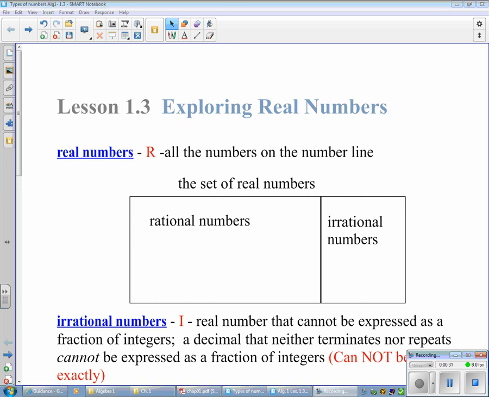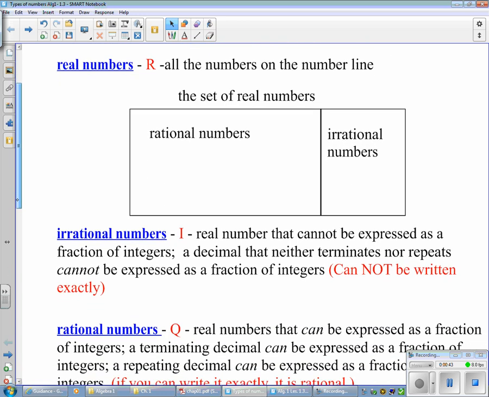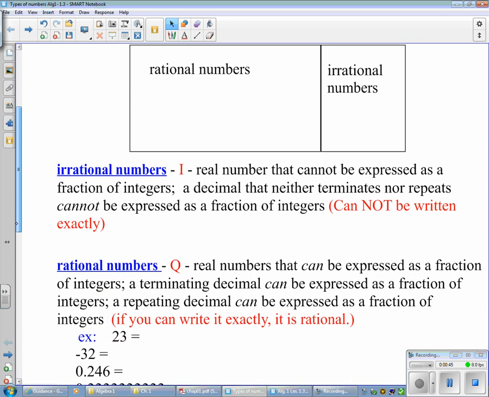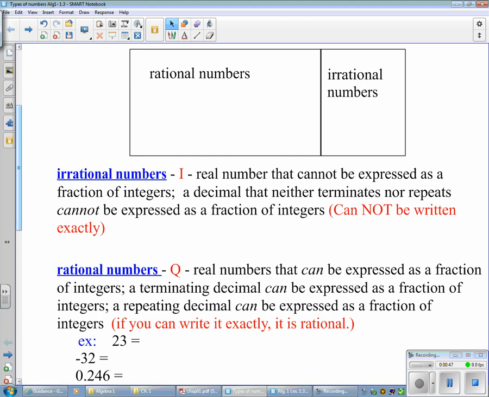Now, in the real numbers, we have two sets. We have the rational numbers and the irrational numbers. Let's look first at the irrational numbers. Irrational numbers, or capital I, are real numbers that cannot be expressed as a fraction of integers, a decimal that neither terminates nor repeats. In other words, irrational numbers cannot be written exactly.